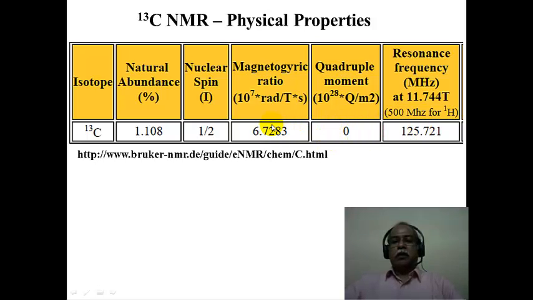The gyromagnetic ratio being 1/4 of the proton's, the resonating frequency is also about 1/4 of the proton resonance frequency. In other words, if the proton resonance frequency is 500 megahertz, then carbon-13 under the same magnetic field strength of about 11.7 Tesla will resonate at 125 megahertz or so.